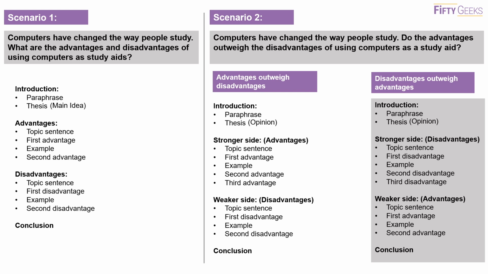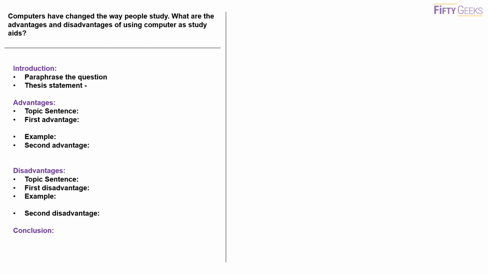Now, in this lesson, I will take scenario 1 and solve the essay according to that format. Let's create a quick draft and generate our ideas about what can be written in this essay. In the introduction, we will paraphrase the question first, and we don't need to paraphrase it here to save our time. Then we will move on to the thesis statement. In the thesis statement, we will write our main idea, which we will discuss in the whole essay.